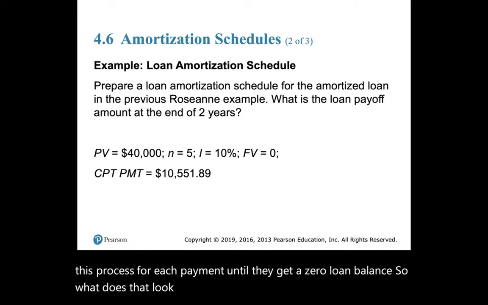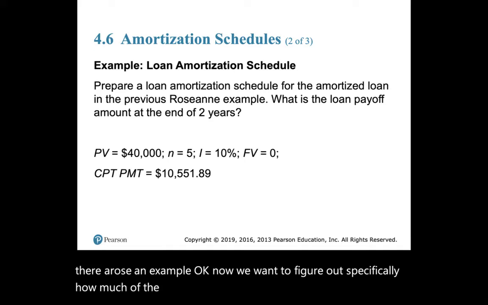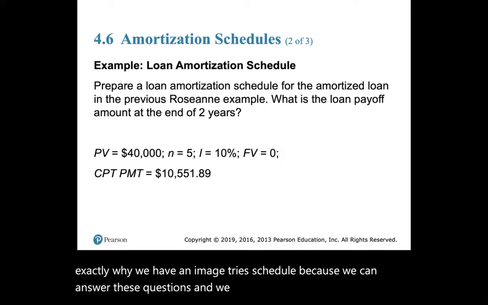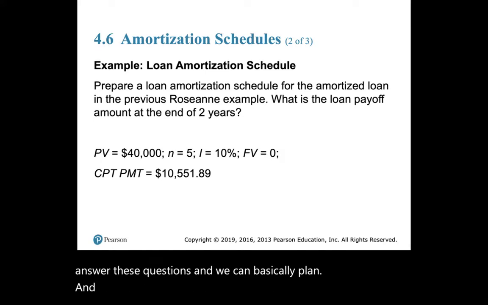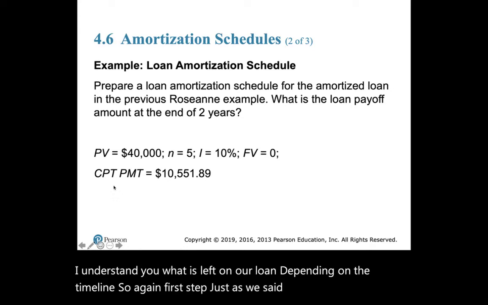Well, again, reminder from the previous example there, the Roseanne example, okay? Now we want to figure out specifically how much of the loan is paid off at the end of year 2. And this is exactly why we have an amortized schedule, because we can answer these questions and we can basically plan and understand what is left on our loan depending on the timeline. Okay, so again, first step, just as we said, was compute the amount of equal payments. This is how we get the equal payment. Okay, so that's step 1.